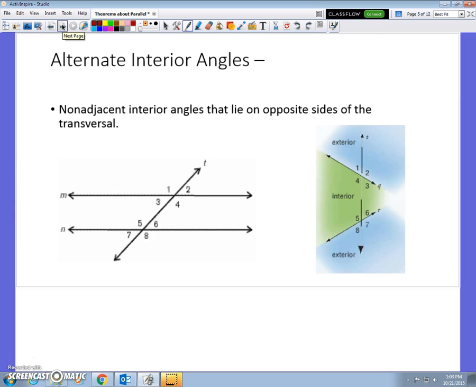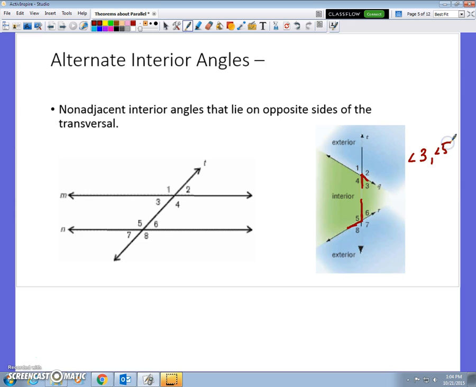Okay, alternate interior angles. Non-adjacent interior angles that line up on opposite sides of the transversal. Okay, that was really long and confusing, but here's how it works. Angle 5 and angle 3 will be alternate interior angles. They're on opposite sides of the transversal and they're not adjacent. Okay, call them alternate interior. So I'm going to put that one over here. So angle 3 and angle 5.